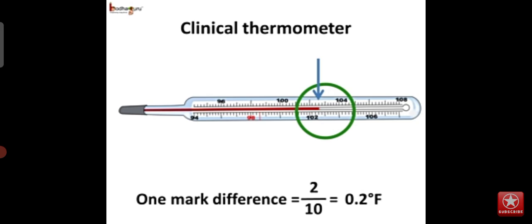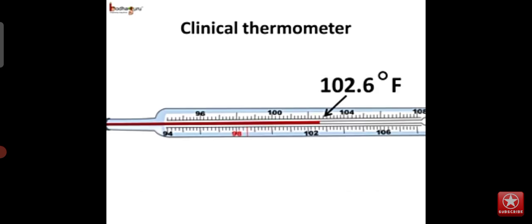Thus, each part is 2 divided by 10, which is equal to 0.2 degree Fahrenheit. And thus, the third mark means 0.2 multiplied by 3, which is 0.6. So, we can say the temperature is 102 degrees plus 0.6 degrees, which is 102.6 degrees Fahrenheit.